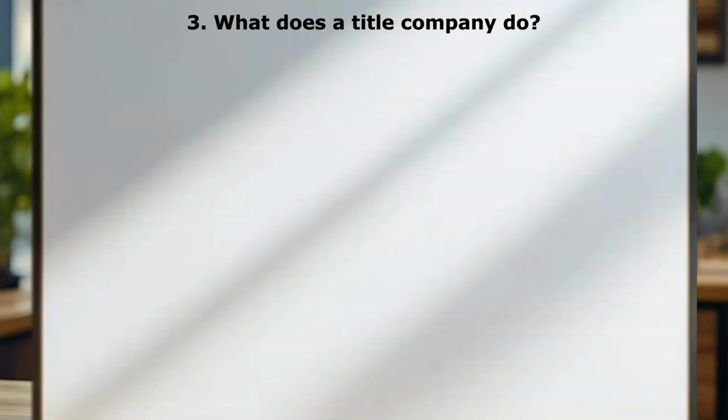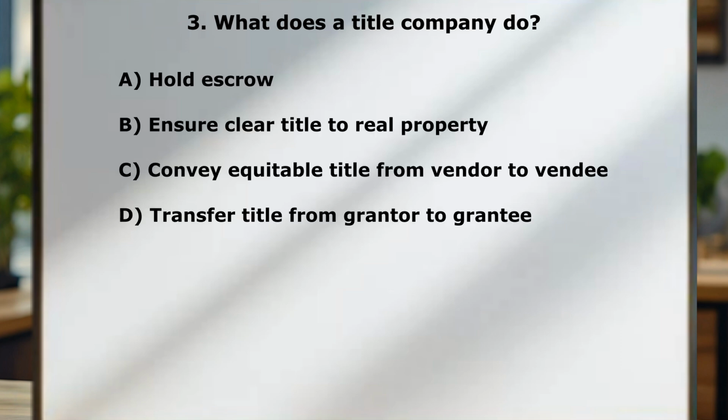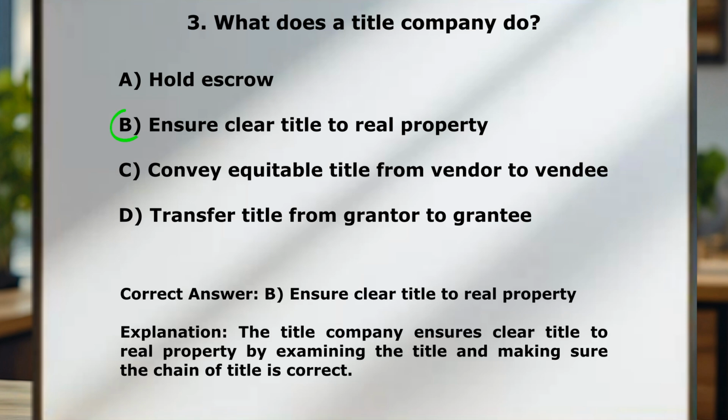Question number 3, what does a title company do? That's a great question. A, hold escrow. B, ensure clear title to real property. C, convey equitable title from vendor to vendee. D, transfer title from grantor to grantee. Correct answer here is B, ensure clear title to real property. Make sure you know what chain of title means. Basically, a title company ensures clear title by reviewing the chain of title.